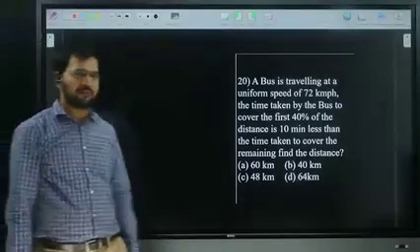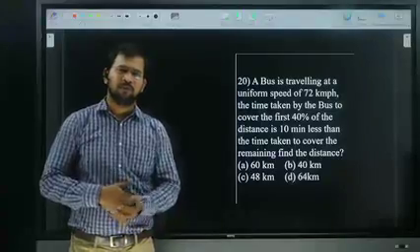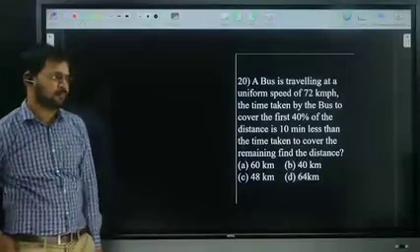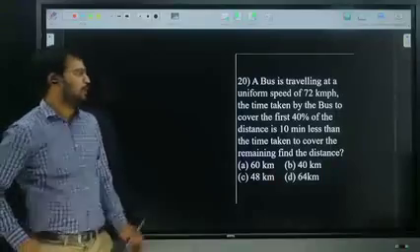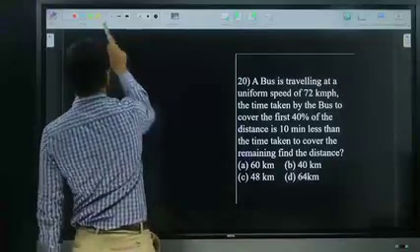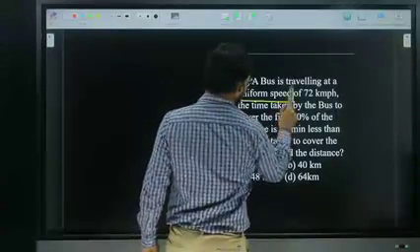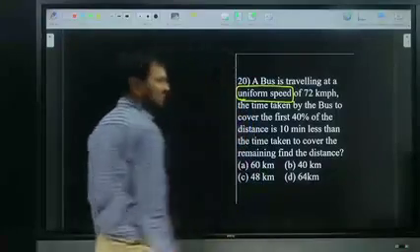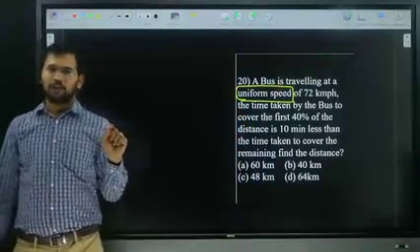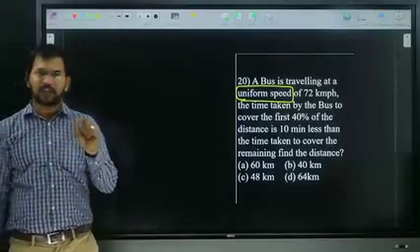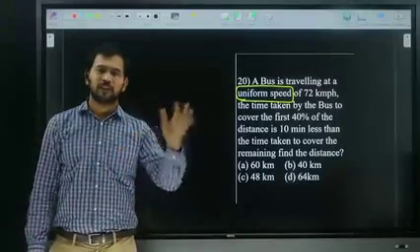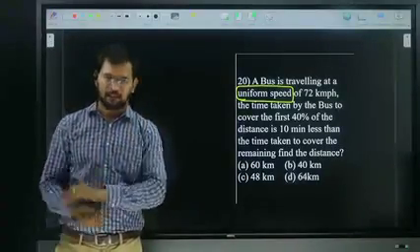Just read the question, all of you. A bus is traveling with a uniform speed of... This is the keyword we are going to identify. This question is related to the speed constant method.